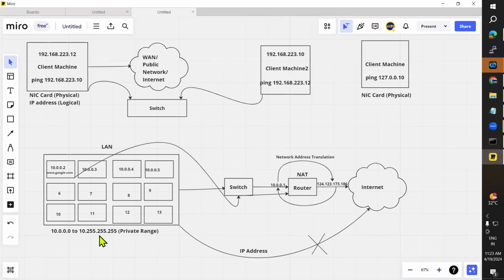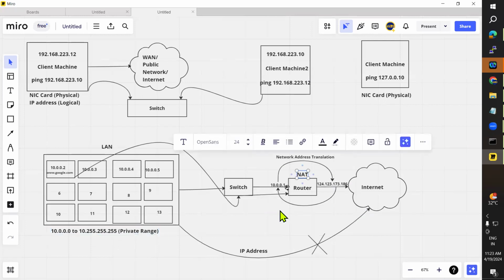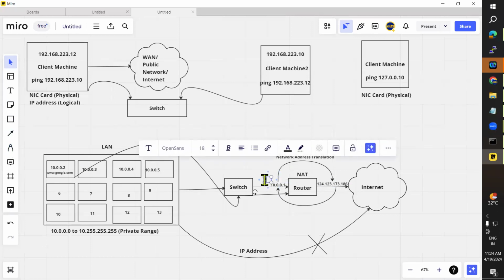So that is the reason. Without the private IP address and without the NAT, we cannot reduce the IP usage. The private range is to communicate internally. At the same time, they can communicate with the public IP address. This is the private IP address.